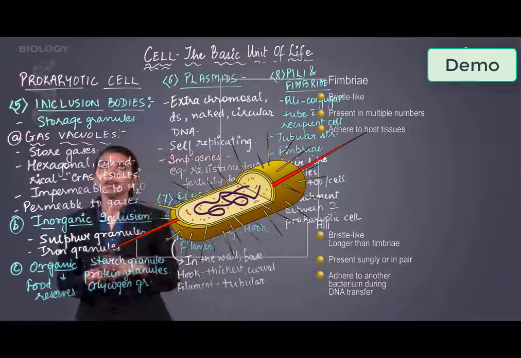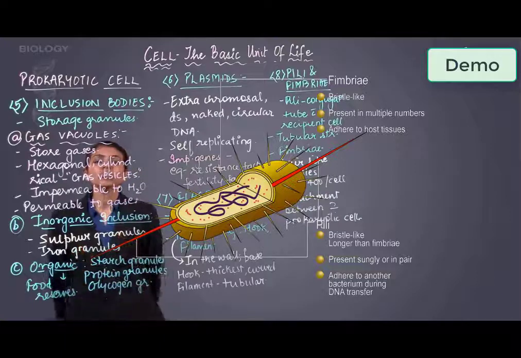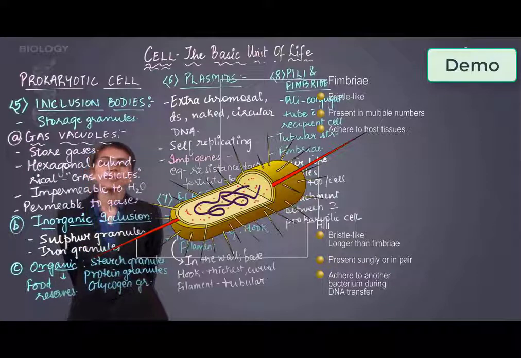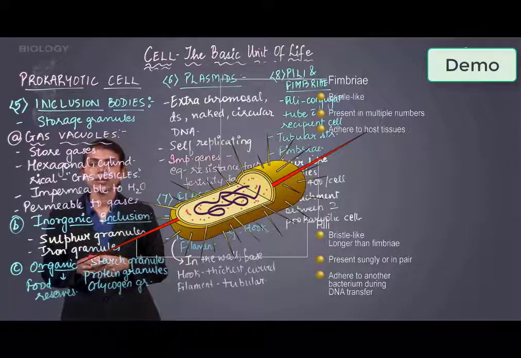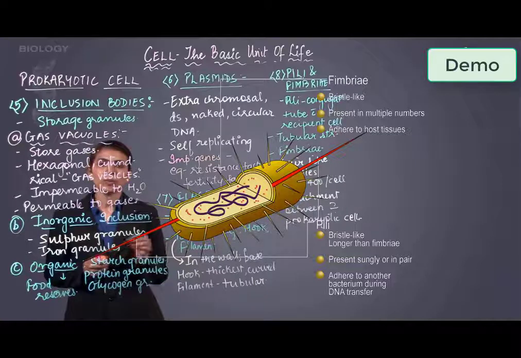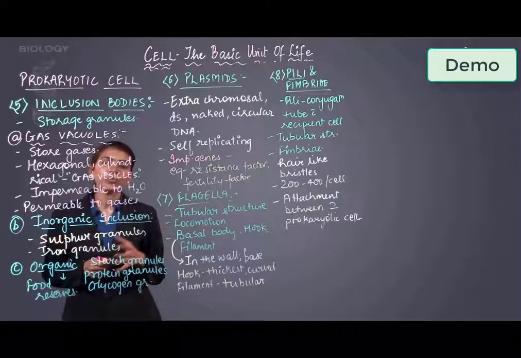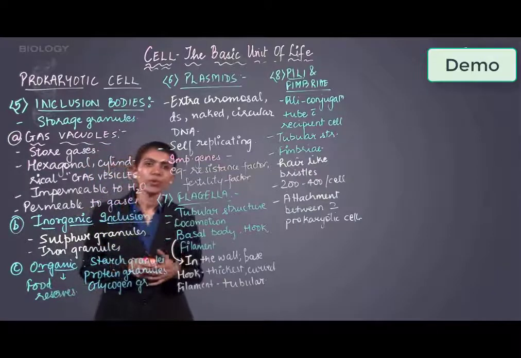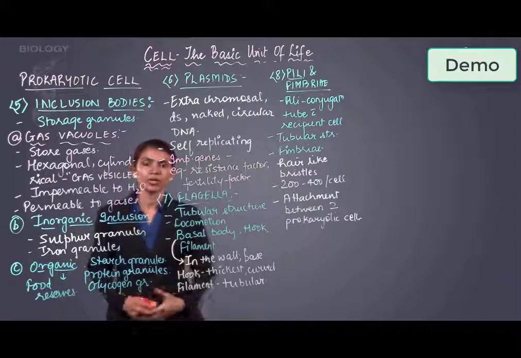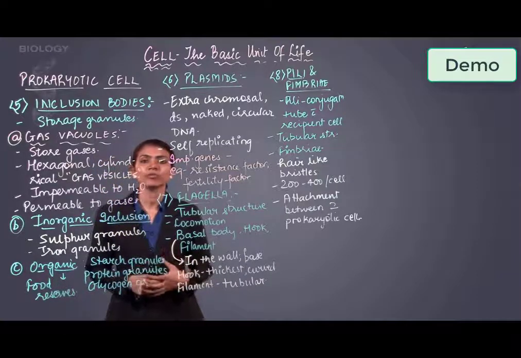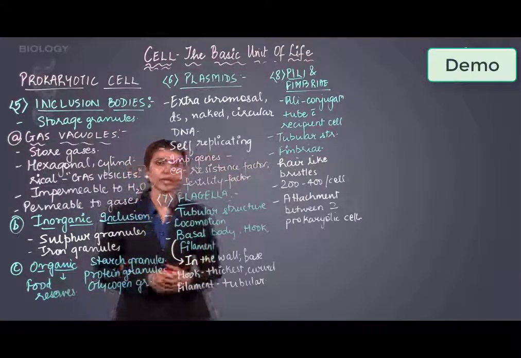Let us revise. We have the inclusion bodies, which are basically storage granules. They may be of 3 types. Gas vacuoles, which store gases. They are hexagonal cylindrical structures called gas vesicles, which come together and form a gas vacuole. These vacuoles are impermeable to water, but they are permeable to gases. Second type are the inorganic inclusion bodies, which could be sulfur granules, iron granules, and so on. The third are the organic inclusion bodies, mainly concerned with food reserve. So these can be protein granules, starch granules, or granules of glycogen.